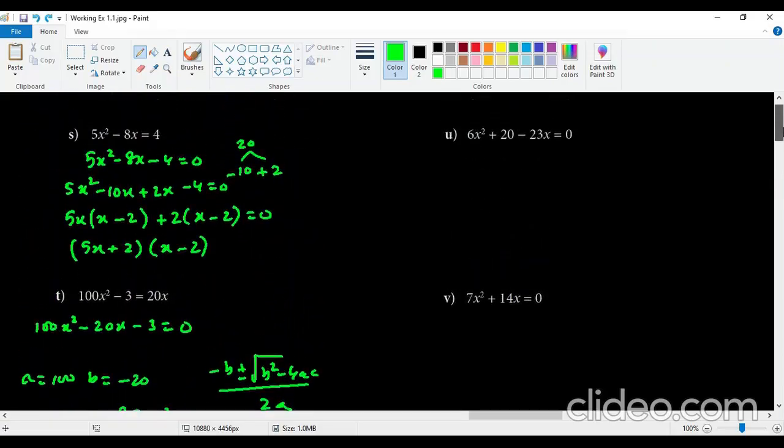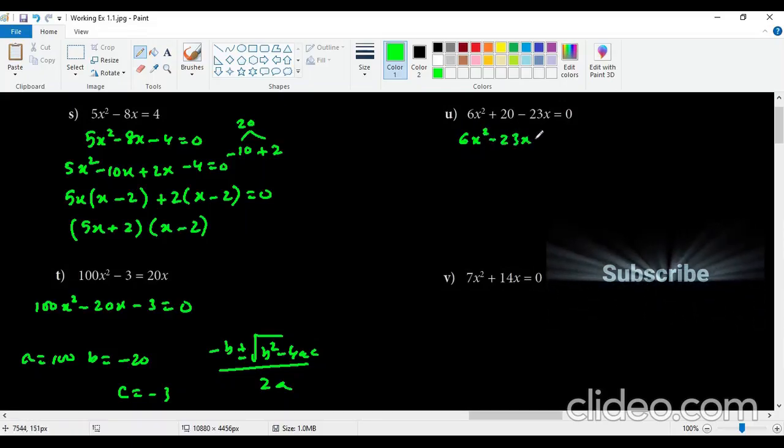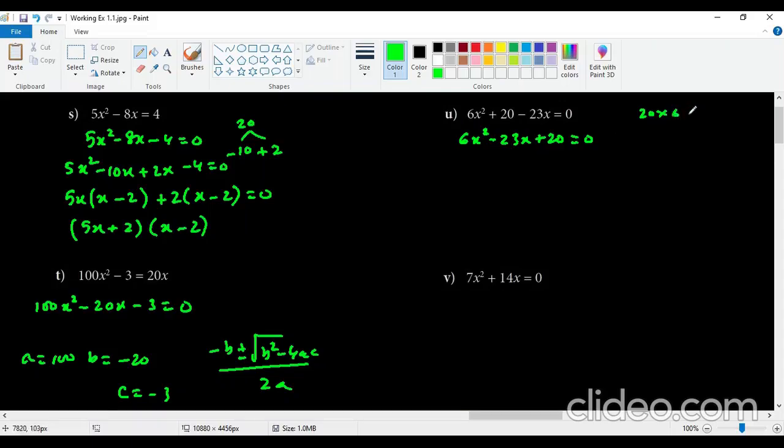For question number U, I need to change this to a standard quadratic equation. I will write 6x square minus 23x plus 20 equals 0. Now 20 times 6 is going to give me a 120, and factorizing 120 is going to give us 15 times 8. 15 times 8 is also a 120, and minus 15 and minus 8 is going to give you a negative 23. So I will rewrite this the way I explained you already.